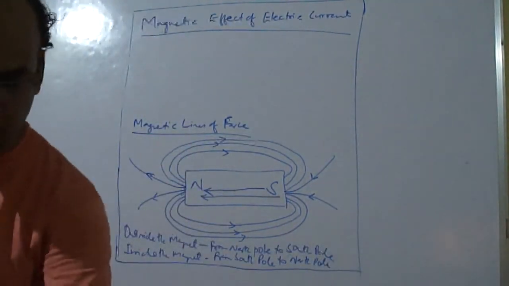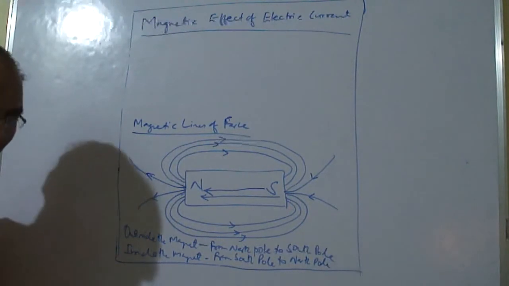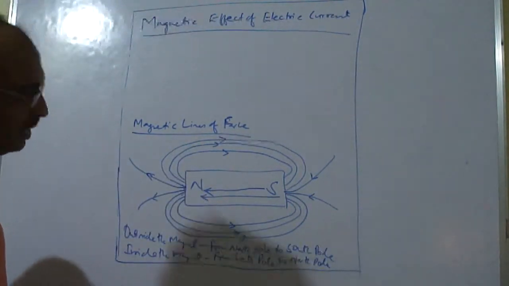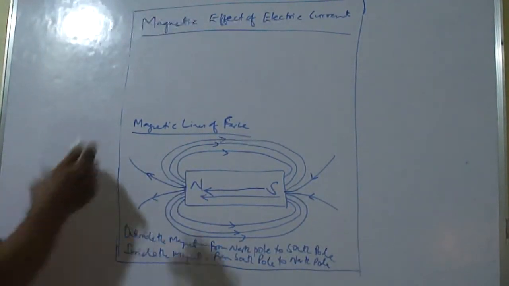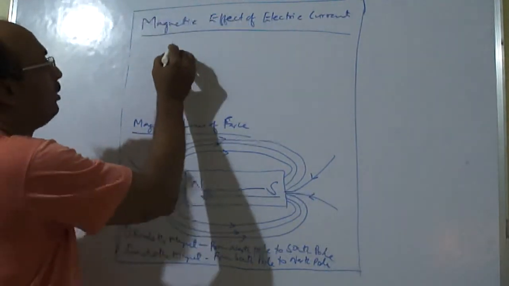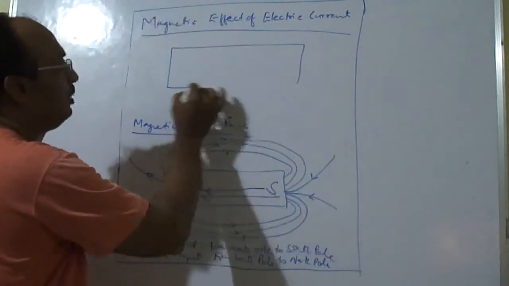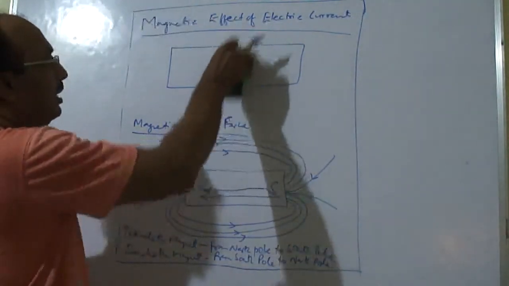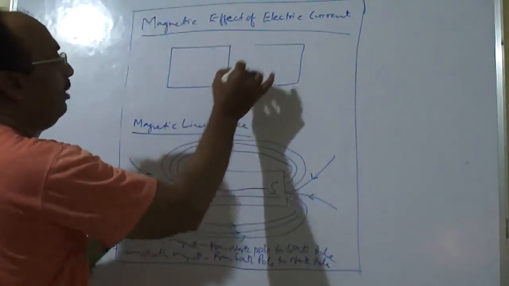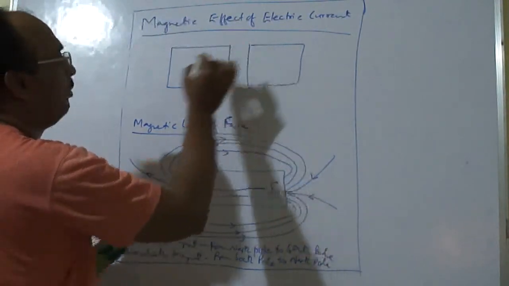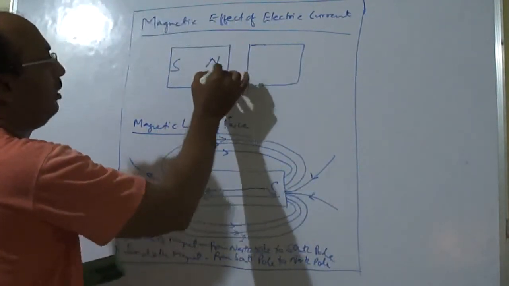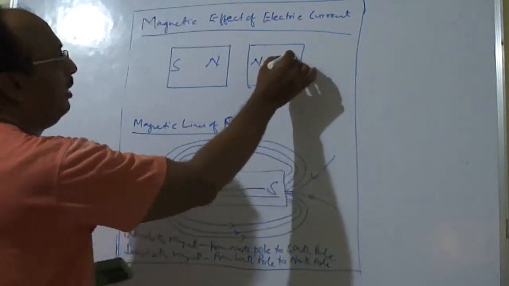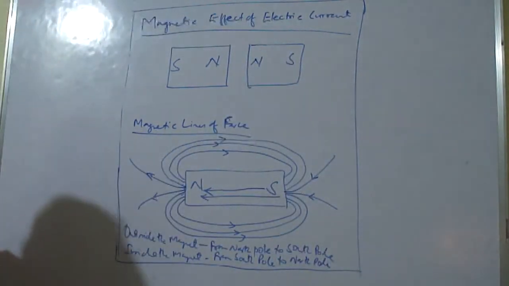Okay, Rameshwar, you asked one question. What is your question? When we cut the bar magnet into 2 pieces. Correct. So suppose this bar magnet, we are dividing it into 2 pieces. So we have divided it into 2 pieces. This was south, north, and then again north and south is created.